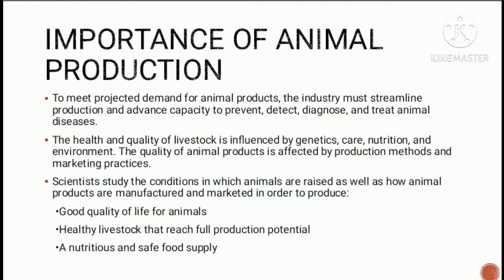The importance of animal production. To meet projected demand for animal products, the industry must streamline production and advance capacity to prevent, detect, diagnose, and treat animal diseases. The health and quality of livestock is influenced by genetics, care, nutrition, and environment. The quality of animal products is affected by production methods and marketing practices.